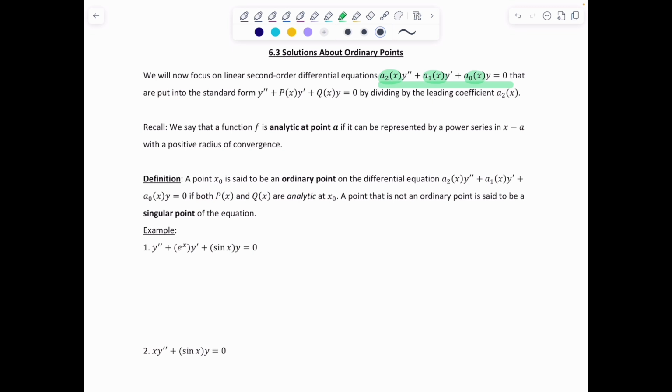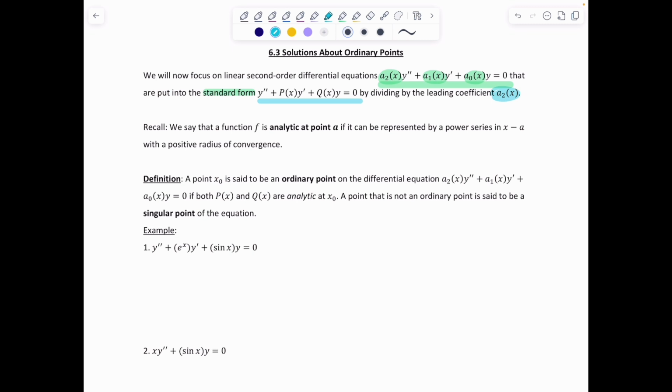Now we're going to focus on, first and foremost, putting these linear second order differential equations into standard form. So we can refer to them as y double prime plus p of x times y prime plus q of x times y equals 0. And this is simply done by dividing everybody by the leading coefficient a2 of x.